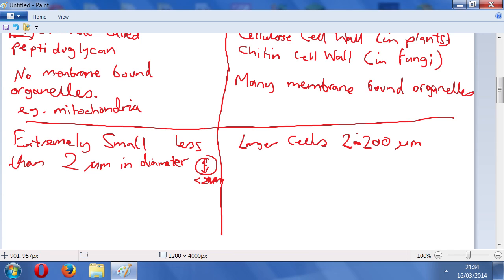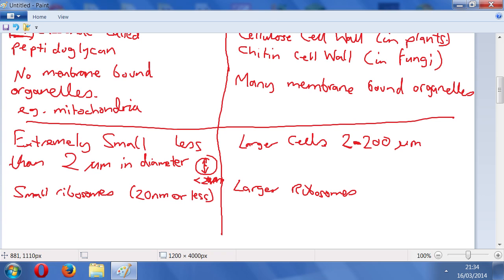All right, so then we've got small ribosomes. And these ribosomes are 20 nanometers. So we're way off. We're not seeing these ribosomes anytime soon. And these ones are larger. So that's larger ribosomes. Ribosomes are pretty small though.